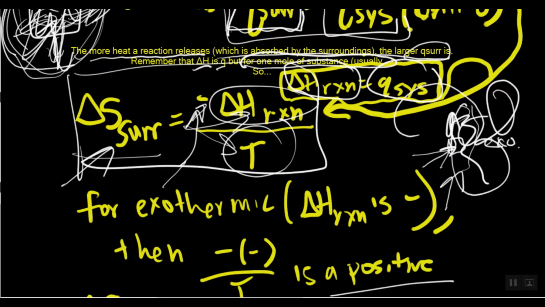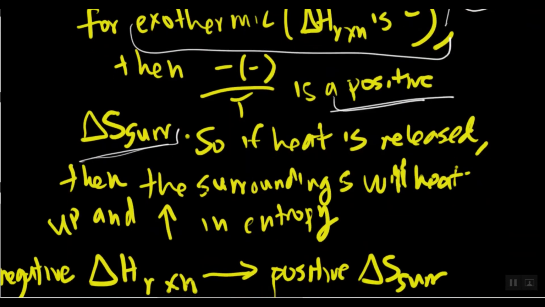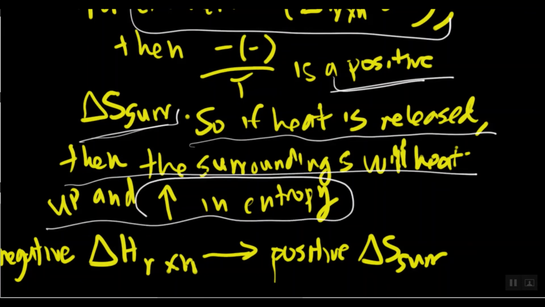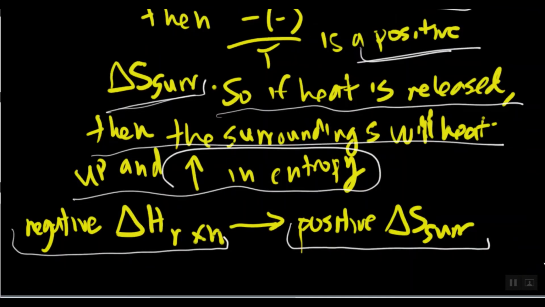Well, yeah. So this claim that an exothermic reaction will have a positive delta S of surroundings makes a lot of sense, actually. So if heat is released, then the surroundings will heat up and increase in entropy, just like I said with the marshmallow and the air. So we conclude that a negative delta H reaction will lead to a positive delta S of surroundings. And the opposite, or the converse, is true as well. If you have a positive delta H reaction, there's going to be a negative delta S of surroundings.